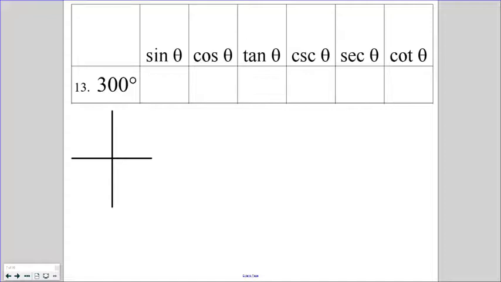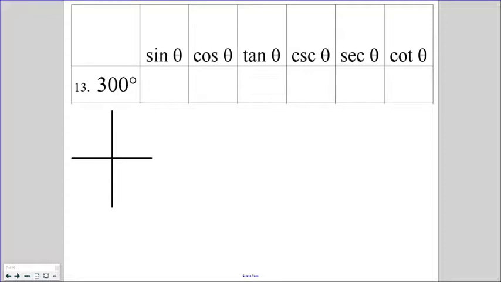So we still have a table. We want to find all 6 trig functions, but instead of giving an ordered pair like I did on page 4, I'm giving you guys an angle now. So we want to graph this angle, 300 degrees. That's the first thing that we're going to do here. So where is 300 degrees? Well, 300 degrees is sitting over in the fourth quadrant.